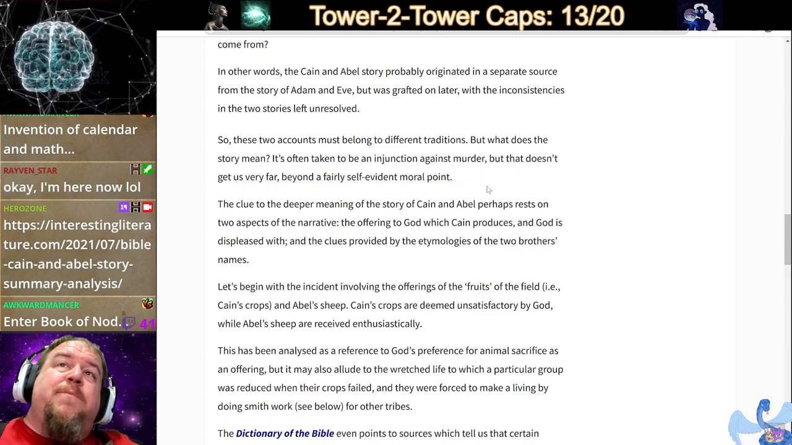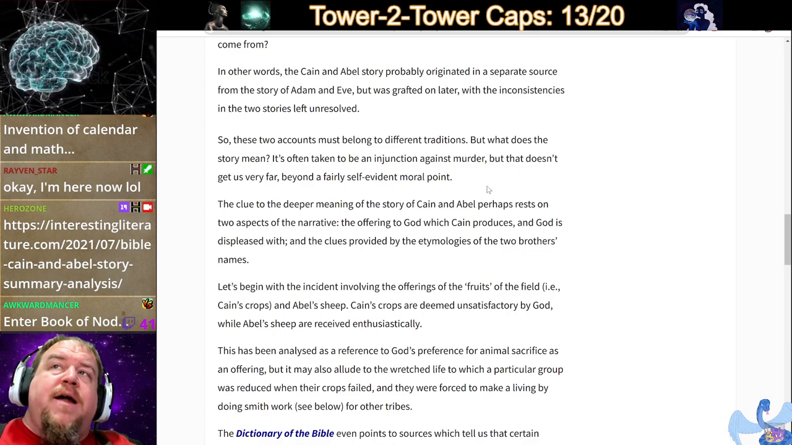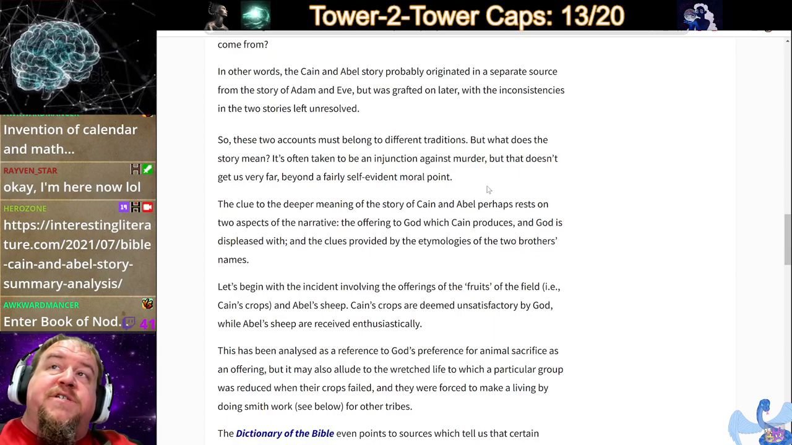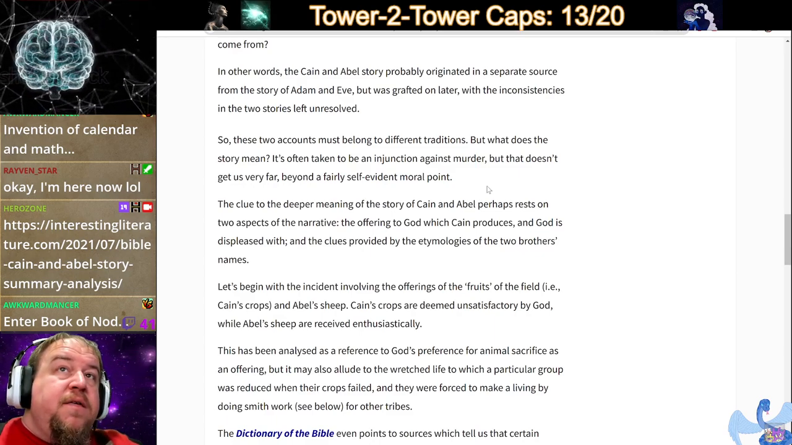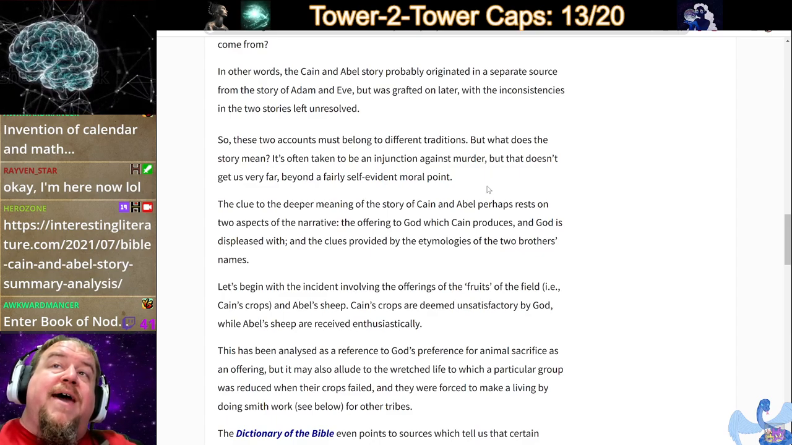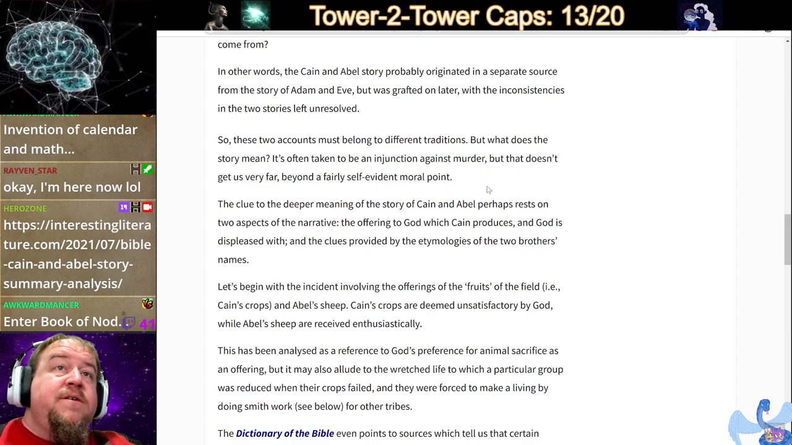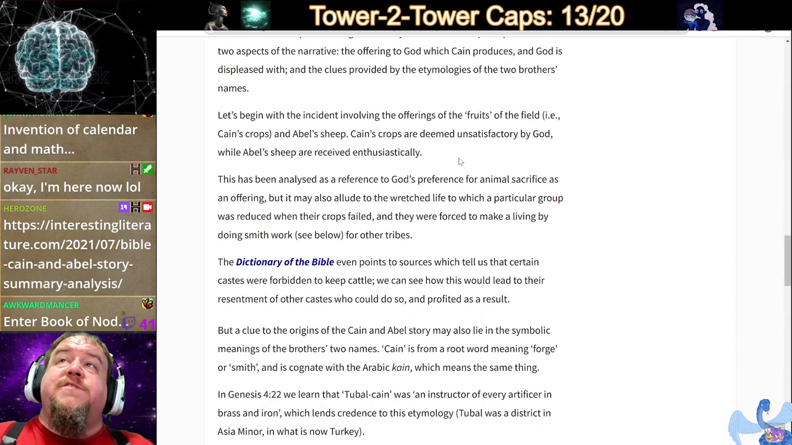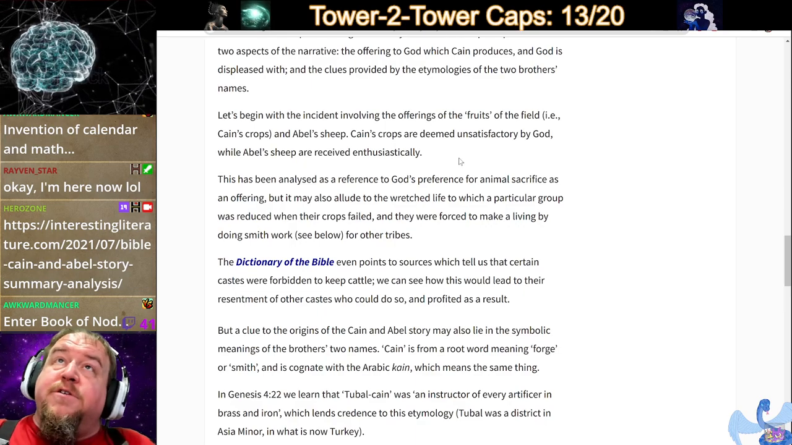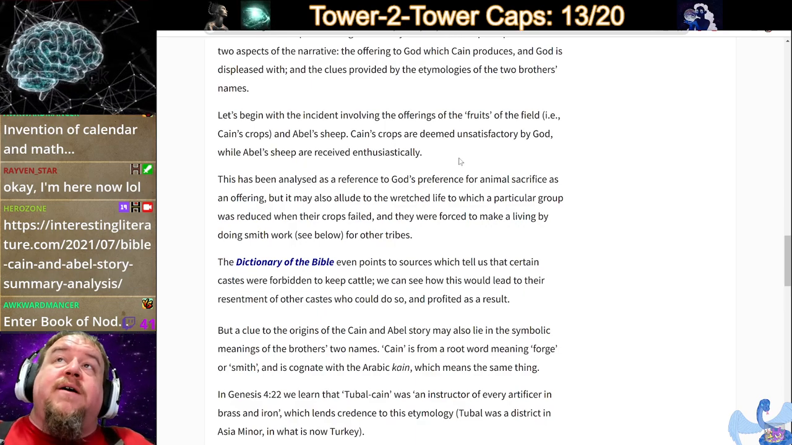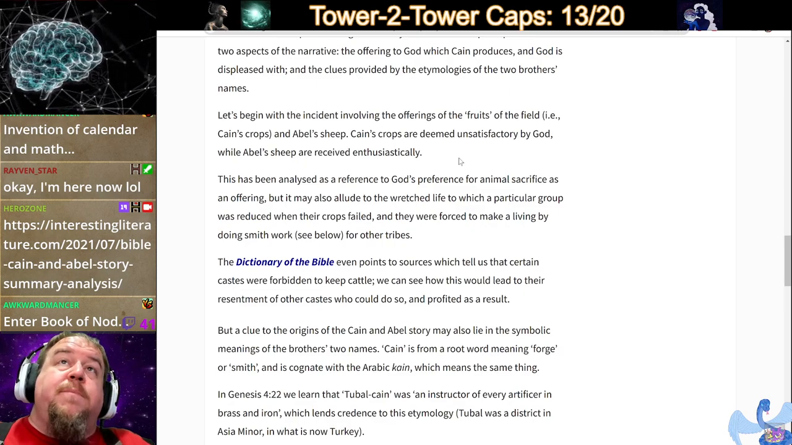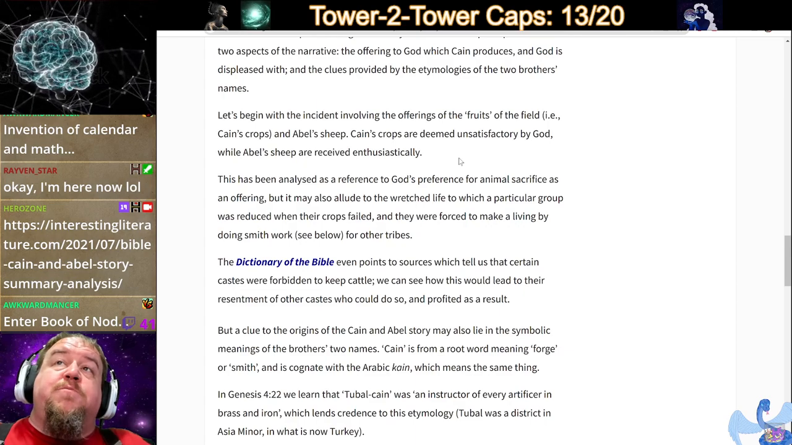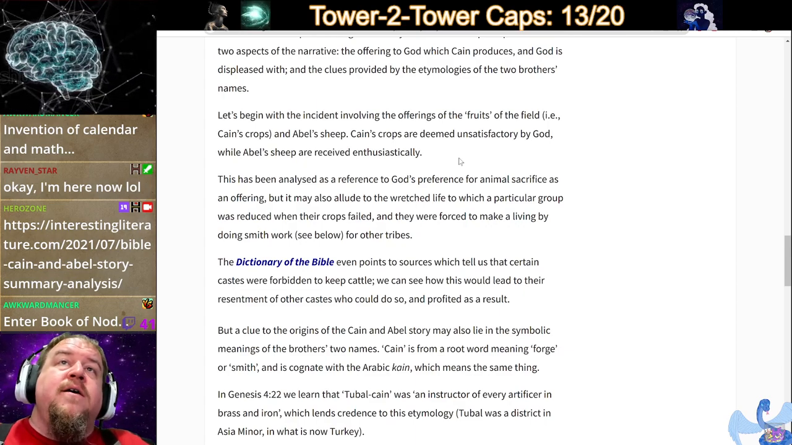The clue to the deeper meaning of the story of Cain and Abel perhaps rests on 2 aspects of the narrative. The offering to God, which Cain produces and God is displeased with, and the clues provided by the etymologies of the 2 brothers' names. Let's begin with the incident involving the offerings of the fruits of the field, i.e. Cain's crops and Abel's sheep. Cain's crops are deemed unsatisfactory by God, while Abel's sheep are received enthusiastically.